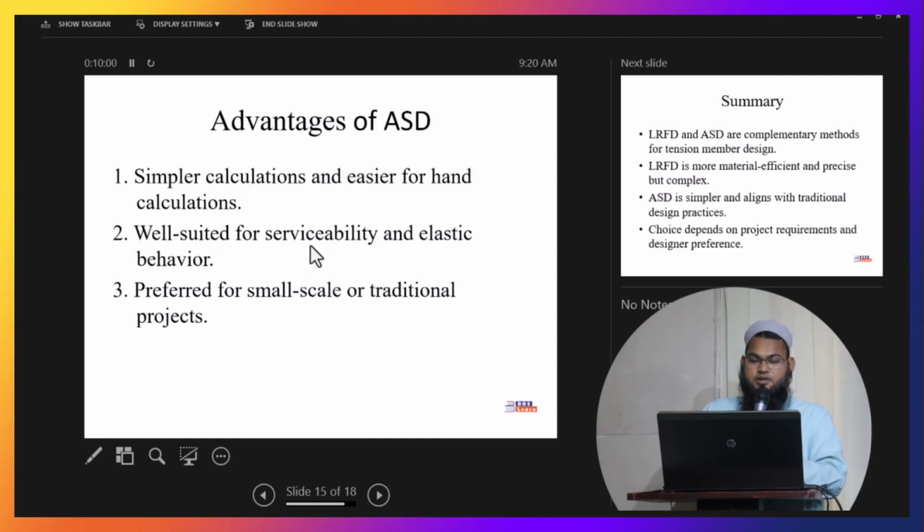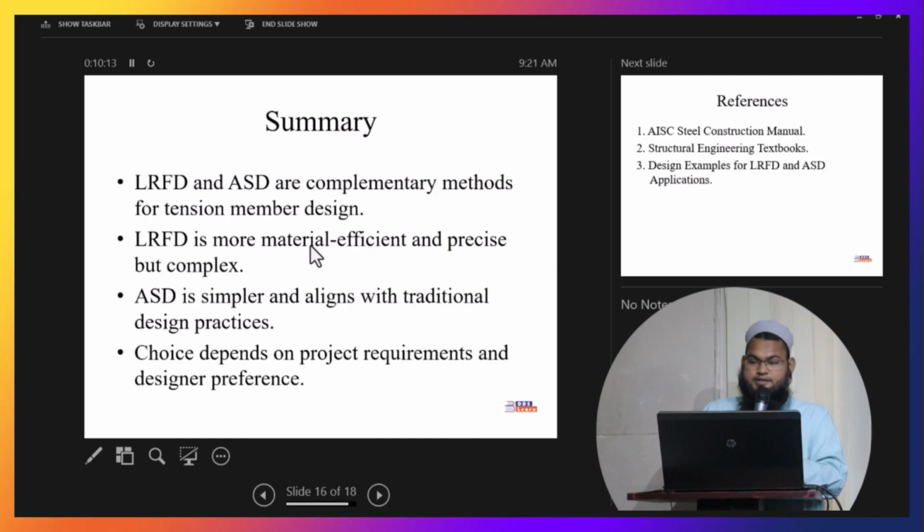Advantages of ASD: Number 1, simpler calculations and easier for hand calculations. Number 2, well suited for serviceability and elastic behavior. Number 3, preferred for small scale or traditional projects.